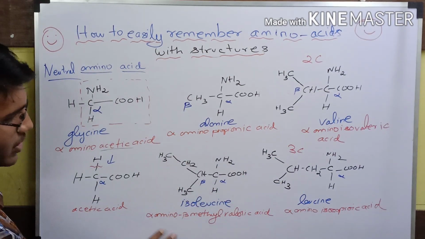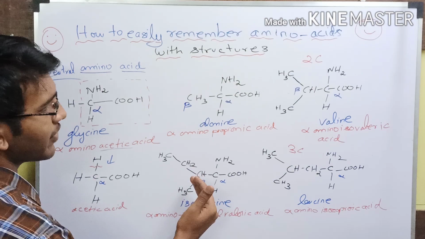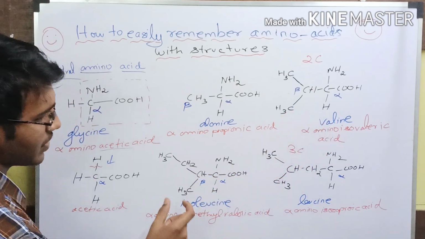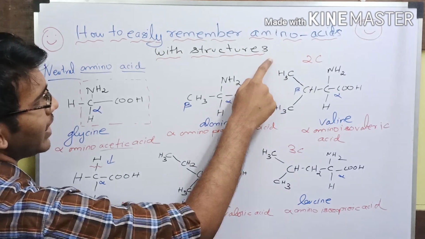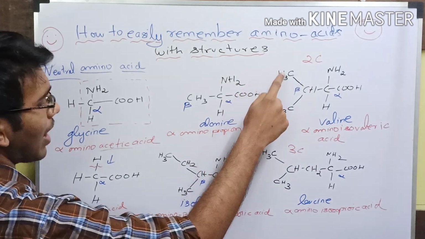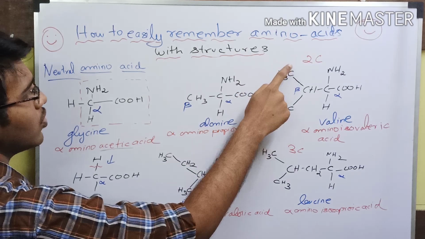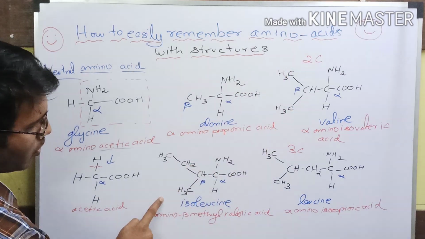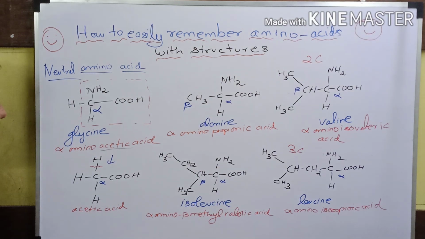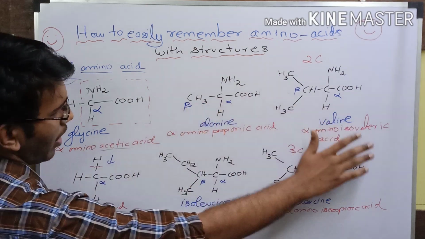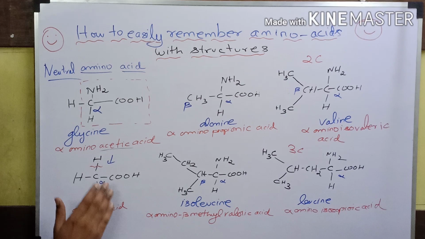The last one is isoleucine. Based on the difference between valine and isoleucine, here you see there is no attachment of any group in valine, but when you add a methyl group to this carbon atom, you get isoleucine. So based on these ideas, you can easily remember all the five amino acids present in the class of neutral amino acids.